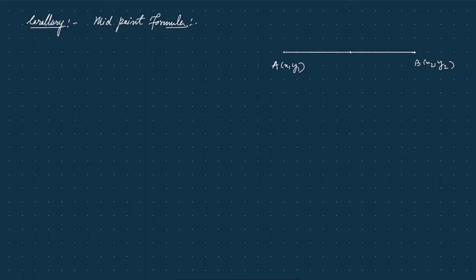Now we need to find the midpoint of this straight line. So the midpoint will be, suppose this is P and this is (x, y). Midpoint means it is divided in the ratio 1:1. Then only it is going to be the midpoint. If it is divided into two equal parts, then it is going to be the midpoint. So we use internal division, because this point P divides the straight line internally.